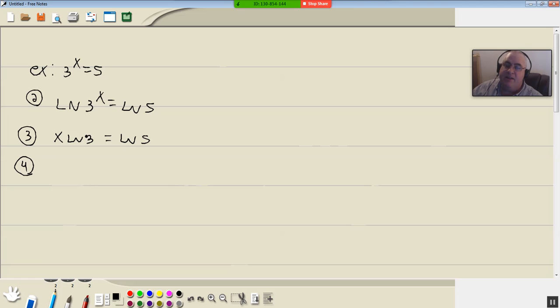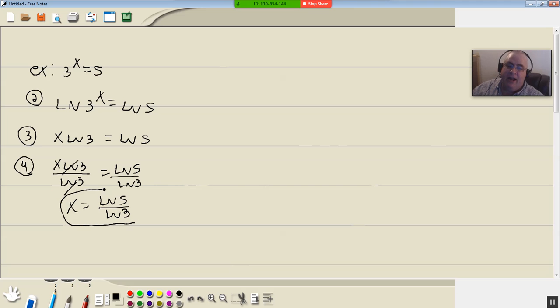Now step 4 is solve for x. This is a linear equation. Natural log of 3 is just a number. So to get the x by itself, we'll divide both sides by that number. Those natural log of 3's cancel. You might be tempted to cancel the LN's, but you can't. This would be our exact answer, and we could plug it in our calculator with a natural log button if we wanted to see what the approximation was.